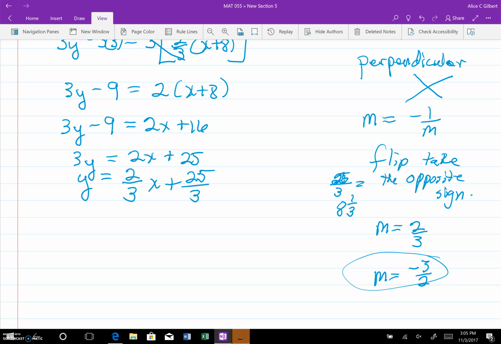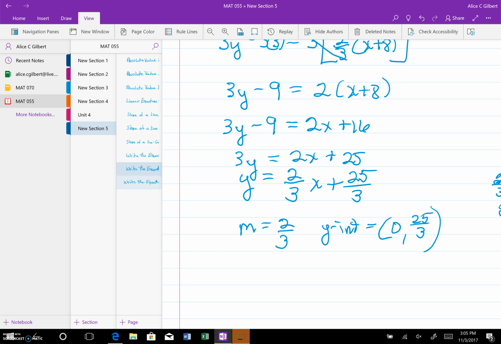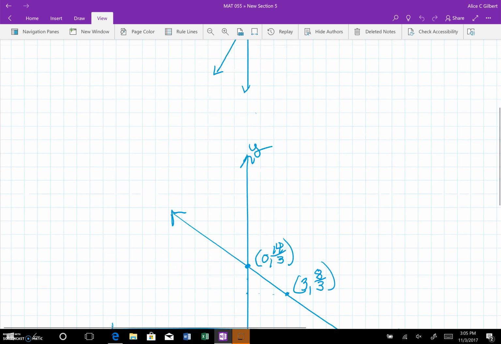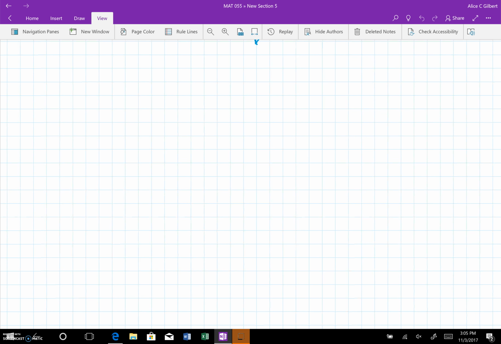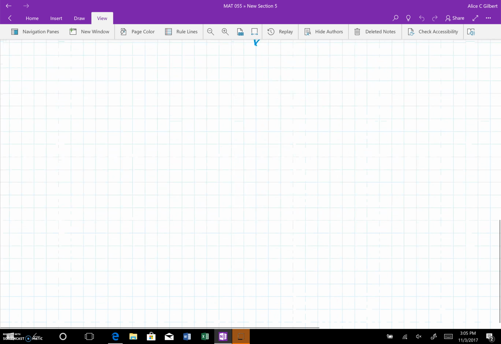So now let's graph this guy. So I've got a slope of 2/3. Oh, let me write this down. Slope equals 2/3. My y-intercept point equals 0, 25/3. Getting sloppy. Okay, so 0, 25/3. All right, so let's go graph this guy.